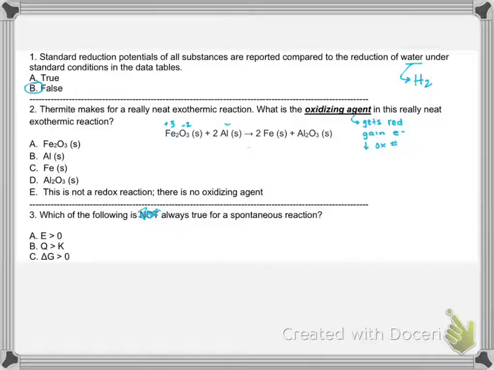The aluminum's easy, it's just going to be 0. Same with the iron. And then we'll have -2 for the oxygen here, overall -6. We'll have +6 for the alumina, overall, or individually +3. So we want to look for the one that has a decrease in the oxidation number, and so that is going to be the iron. And so when we're looking for the oxidizing agent, we want to pick the reagent that has the iron in it, which is going to be the iron oxide.